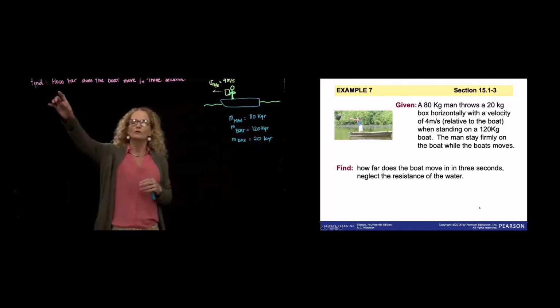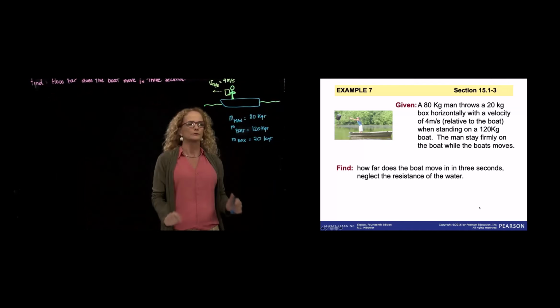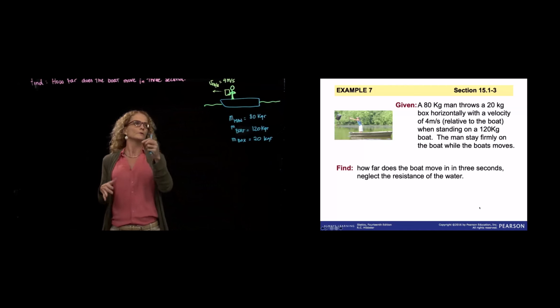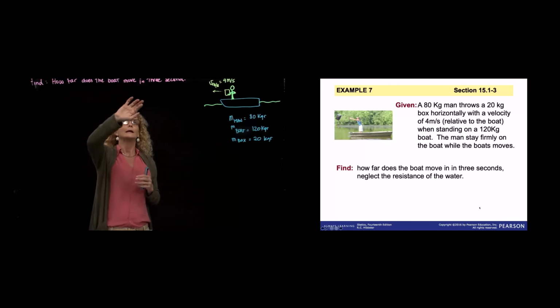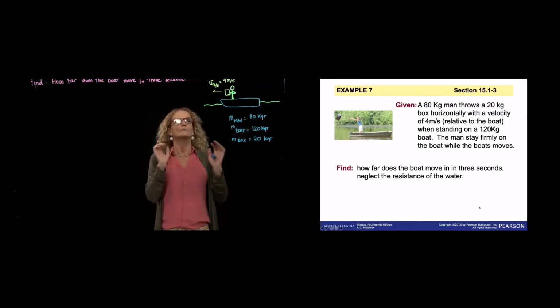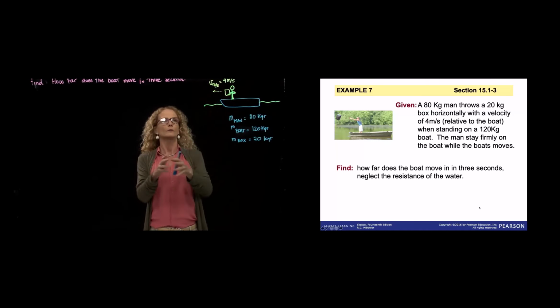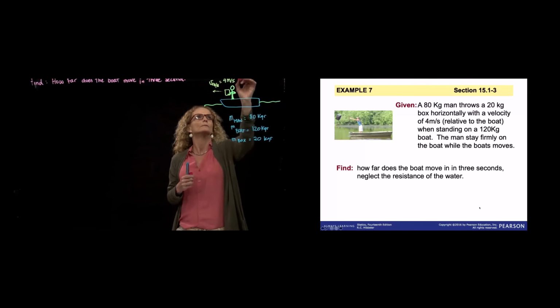They are asking us to find how far the boat moves after 3 seconds. Before we can find the distance, we will first consider the velocity that the boat gains when he throws the box. If he had been on the floor, the velocity at which he throws the box would be an absolute velocity. Since he is inside the boat, this is a relative velocity to the boat.